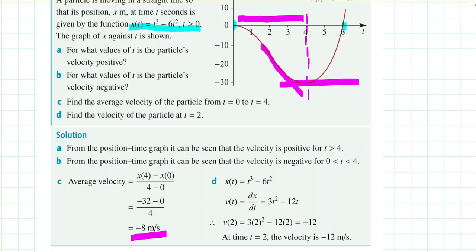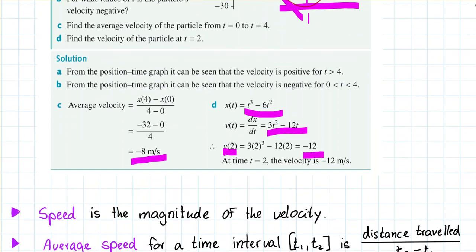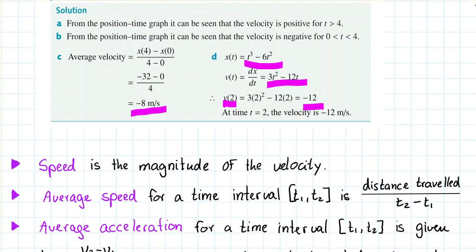Okay, find the velocity of the particle at t equals 2. So what we want to do is find the instantaneous velocity, and we're doing that by taking the first derivative. So v(t) is dx over dt. Taking the first derivative of this, this is what we're getting. And we want to have it at t equals 2, so we substitute the 2 in there for t, and we get negative 12. So at the time t equals 2, the velocity is negative 12 meters per second.